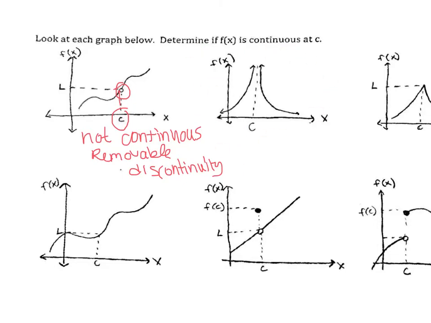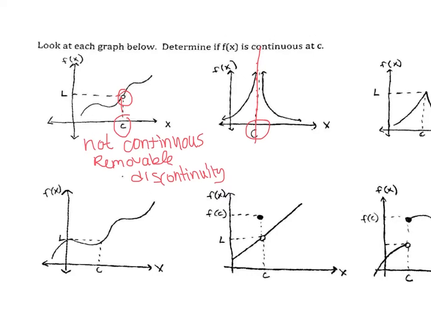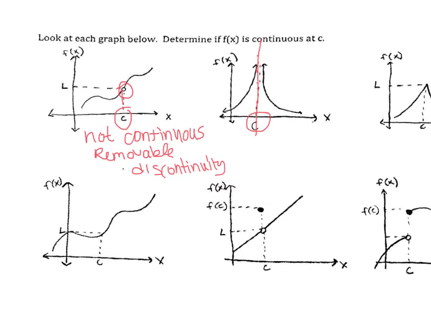Is it continuous? At my point C, does my graph continue? No, it doesn't continue. It stops there, right? C is my asymptote. So since I can't ever cross an asymptote, I know that my function is discontinuous. So we can again write not continuous. Not continuous because it has an asymptote.